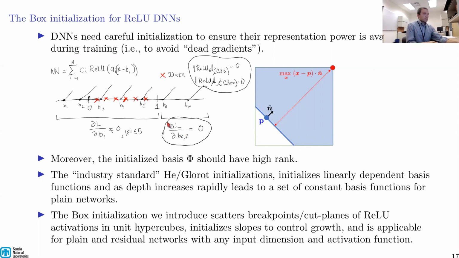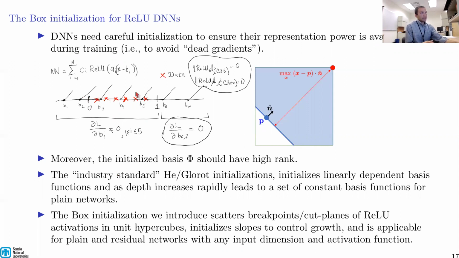So the smart thing to do is to scatter them, if your data is normalized, in whatever box you have them normalized in. And the industry standard initializations, He and Glorot, don't really do this. Those initializations are from image classification. The objective there is to prevent the output of your neural network from blowing up. So those initializations actually put all your biases, cluster them all at the origin. So all your basis functions are linearly dependent, and then they try to control the slope.